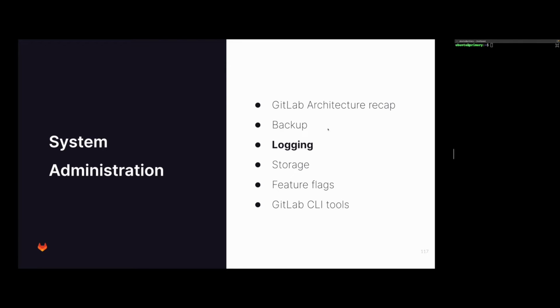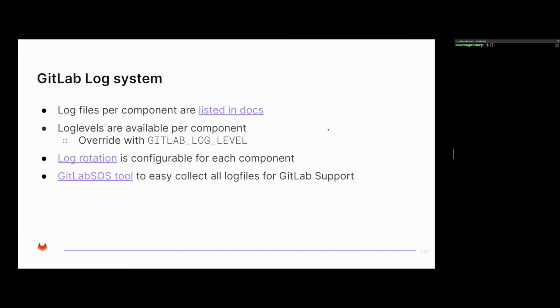Cool. Then having a look at logging. GitLab has a very big log system. We have log files per component, and they are listed in the docs. It goes beyond the scope of this session to go into the details of every one. It's a long list, but basically for every component you can override the log level. So they have a default log level set, but you can override it with the GitLab log level variable.